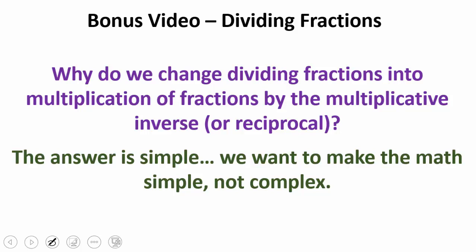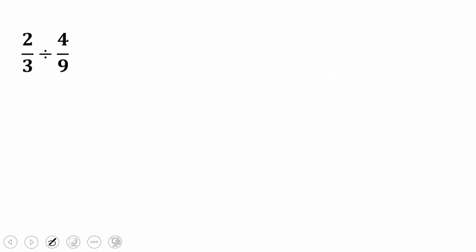So let me show you exactly what I'm talking about. I'm talking about 2/3 divided by 4/9. Okay, so we don't need to make anything improper, so we don't have to worry about that. But the second step says change the division to multiplication by the reciprocal of 4/9, the multiplicative inverse. Well, there's another way we can actually write this division.